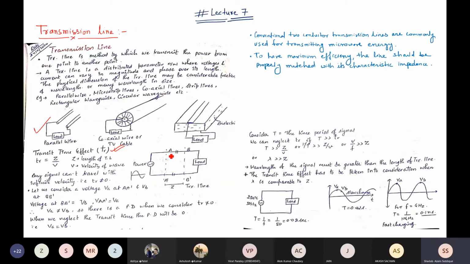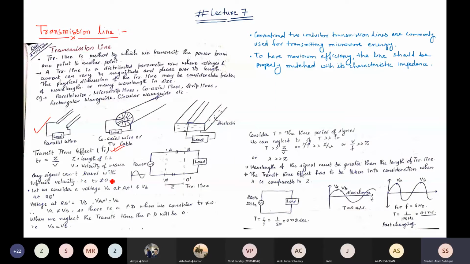So the time required. Suppose the distance from the source side to the load side is Z, and we have a wave which is having some velocity called V. So the transit time will be seen as Z upon V. Z is equal to the length of the transmission line and V is equal to the velocity of the wave.